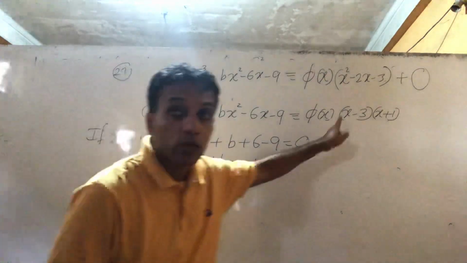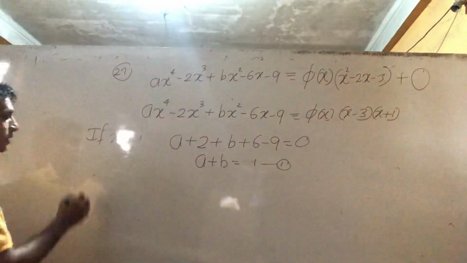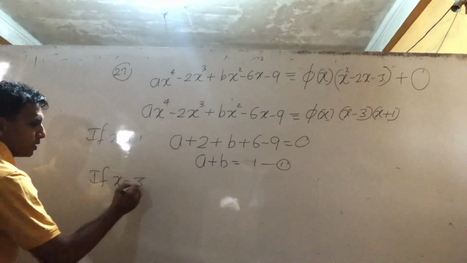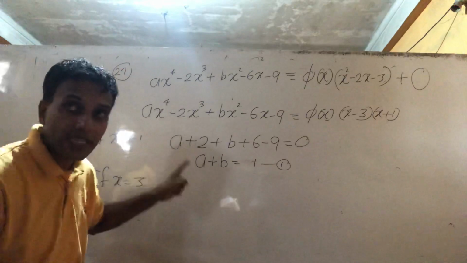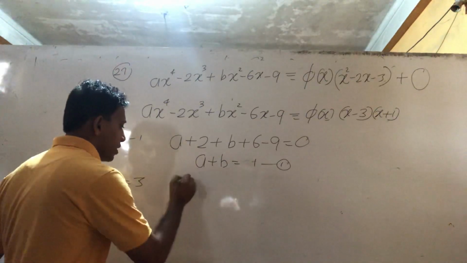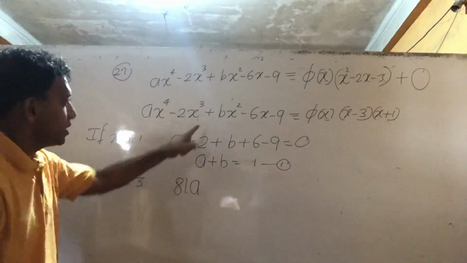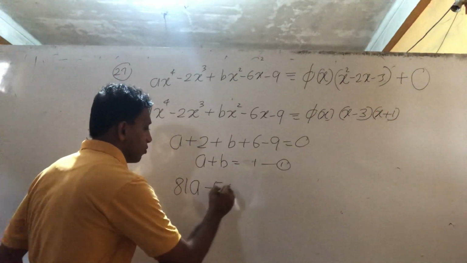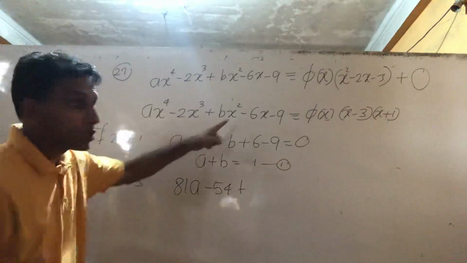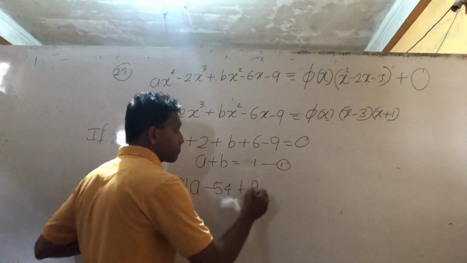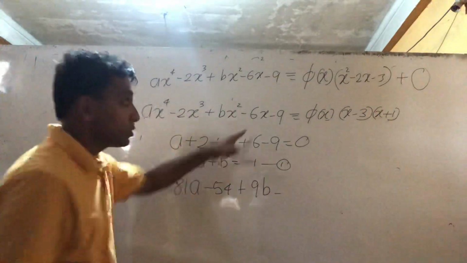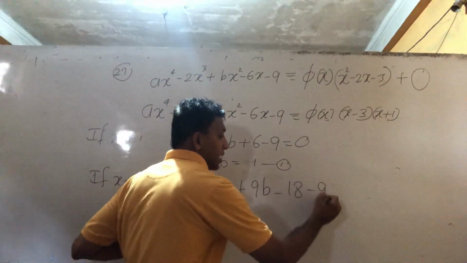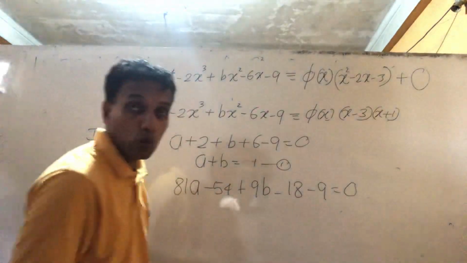Next one, put x equals 3, which makes the divisor 0. If x is 3, we get 3 to the power 4, which is 81, so 81a, then minus 54, plus 9b, then minus 18 minus 9 equals 0.